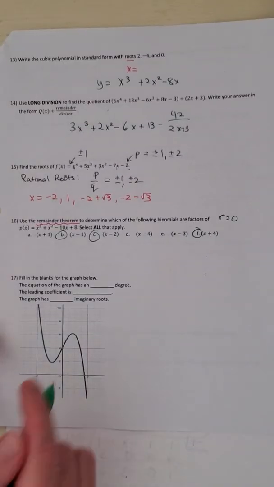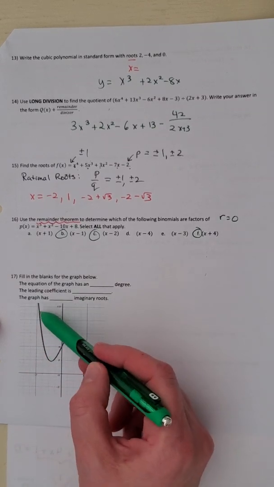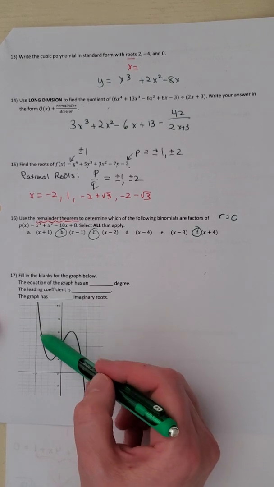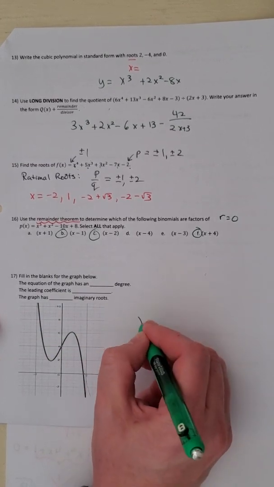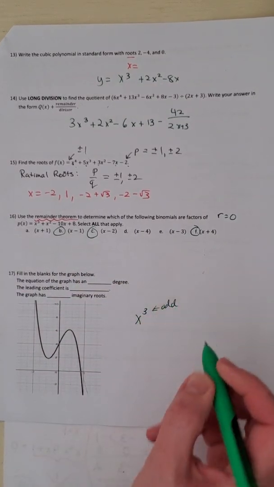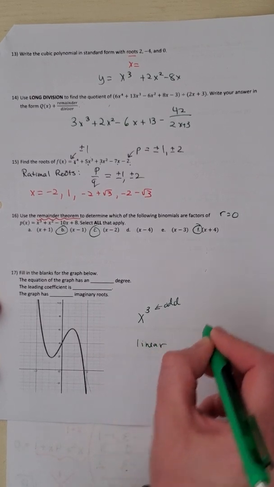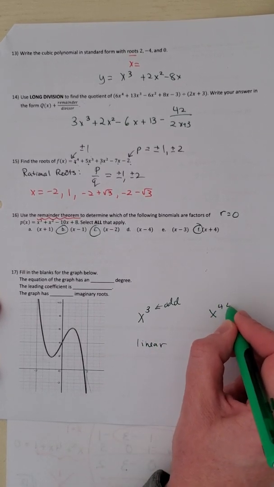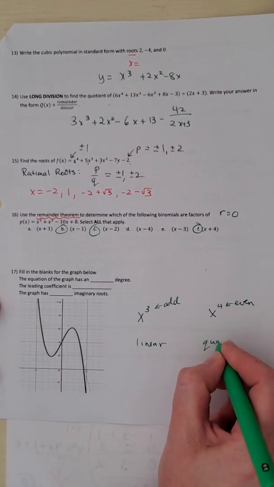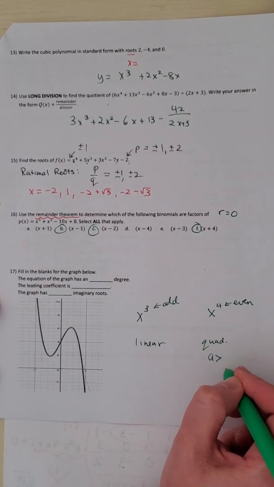All right. Okay, so we notice that it says fill in the blanks for the graph below. First we have to recognize that it's a cubic. It changes directions 1, 2, 3 times. So this is a degree 3 polynomial. Since it's an odd number, it will behave like a linear function. If it was even, like x to the 4th, it would behave like a quadratic. So if it were even, you would look at a.